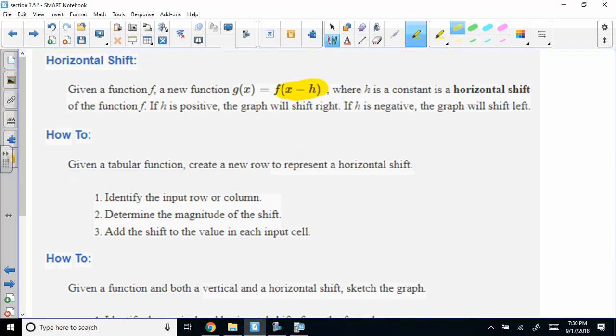Horizontal shifts are inside the function. That's the key, inside the function. And it's x minus h. So it's the opposite, and that's what you've got to make sure you understand. If it's a positive, like x plus 2, then that's really a shift 2 places to the left. If it's an x minus 3, normally negative would be left, but it's opposite, so it would be right 3.